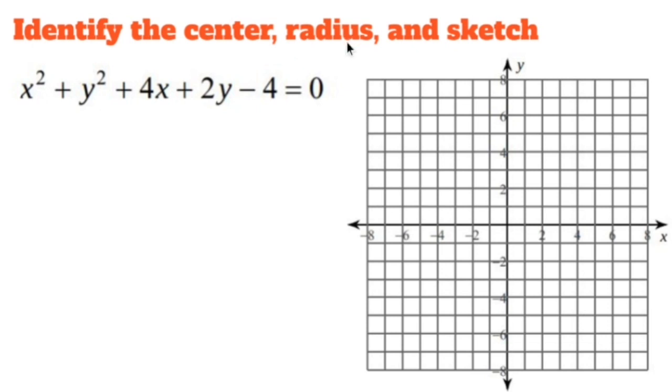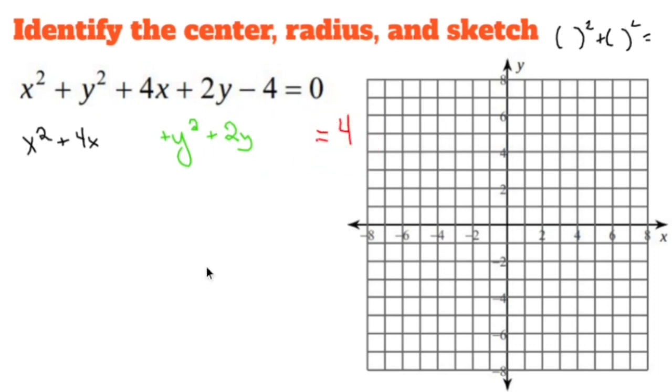Identify the center, radius, and then we're going to sketch this out. Now, if you're looking at this and thinking, what the heck is this? Well, it mentioned radius, which tells us it's a circle. Now, a circle is supposed to look like something with an x in it squared plus something with a y in it squared equals some number. I need to make this look like that. So let's group all the x's together, x squared and 4x, and let's purposely leave ourselves some space. And then let's group the y's together. So y squared, 2y, let's leave some space. And while we're at it, why don't we add 4 to both sides?